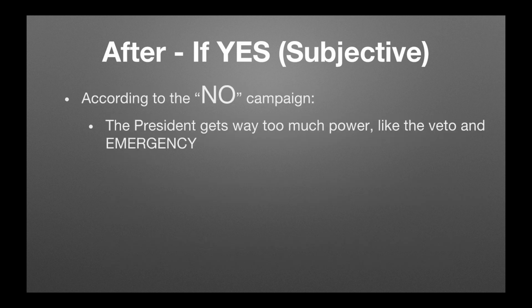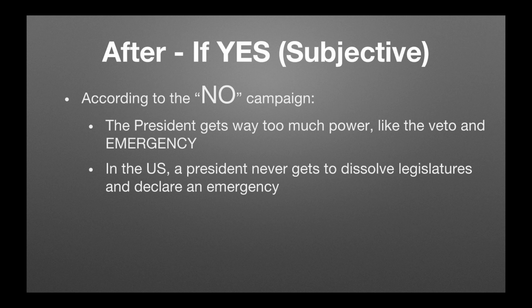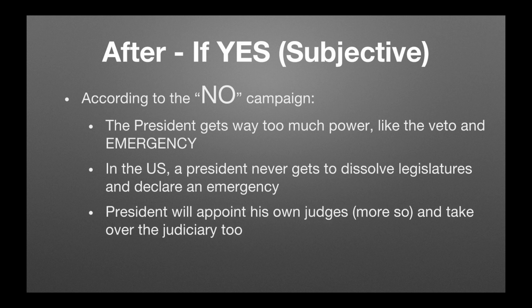So what would happen according to the No campaign? Well, let's find out. The president gains way too much power, like declaring an emergency and also a veto power. The example the Yes campaign gives of America fails because in America, the president never gets to dissolve legislatures and declare an emergency. The president takes over the judicial branch as well by appointing many judges.